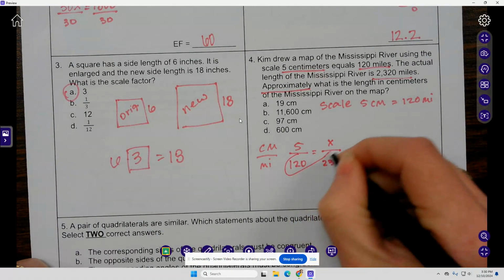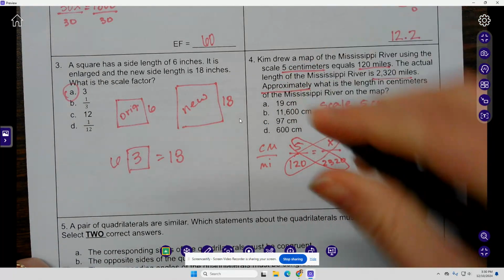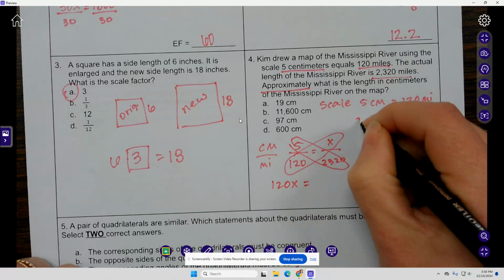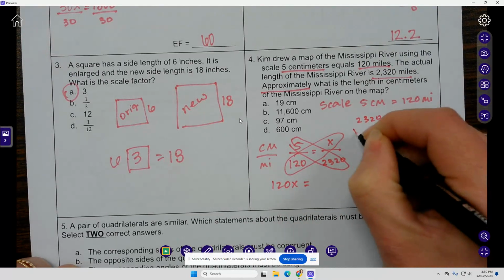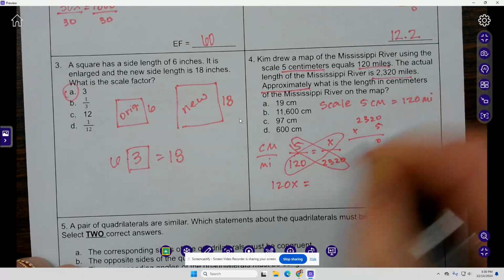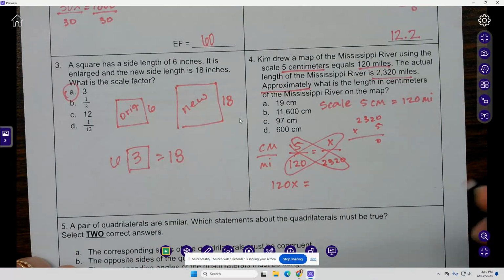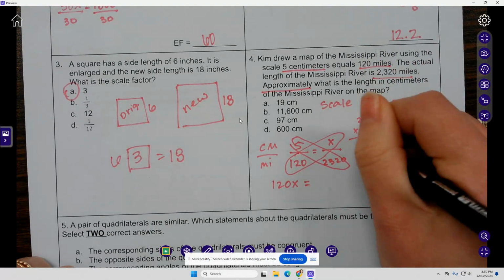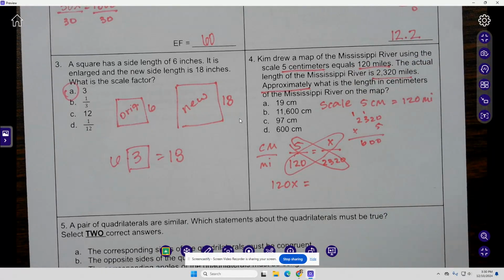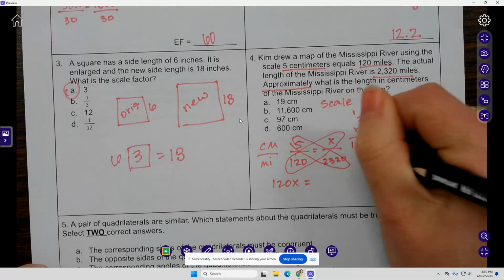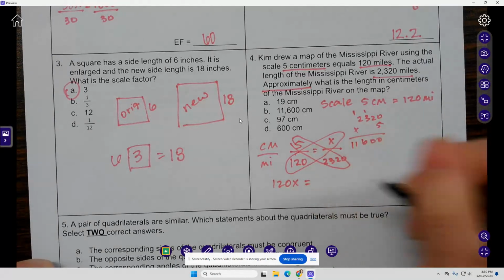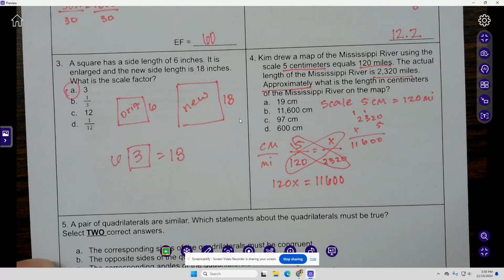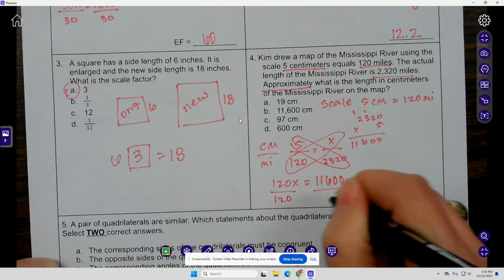So I'm going to cross multiply. So 120 times x is 120x. And then I have to do 2,320 times 5. I got to write kind of small here because I know I'm going to have to do some division. So 5 times 2 is 10, carry my 1. 5 times 3 is 15, plus 1 is 16, carry my 1. 5 times 2 is 10, plus 1 is 11. So 120x equals 11,600. To solve for x, I'm going to divide by 120.